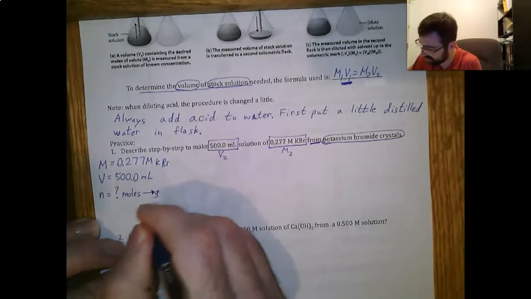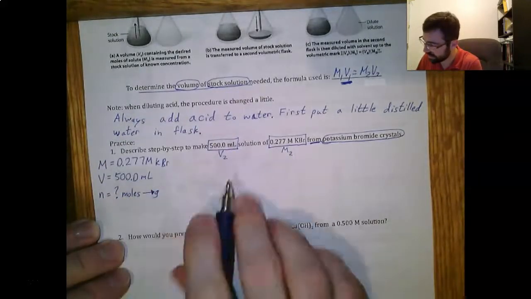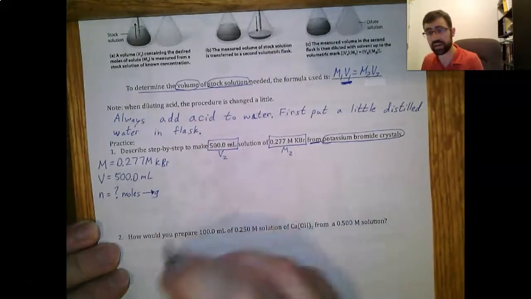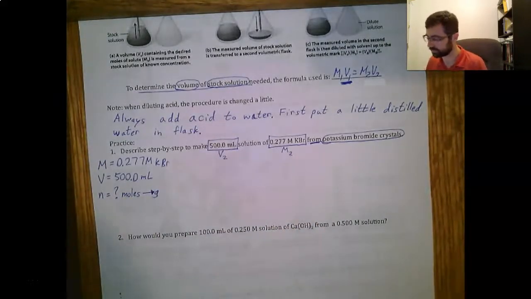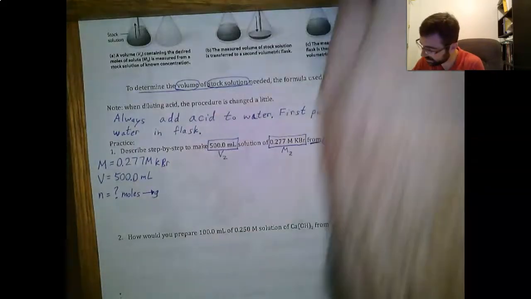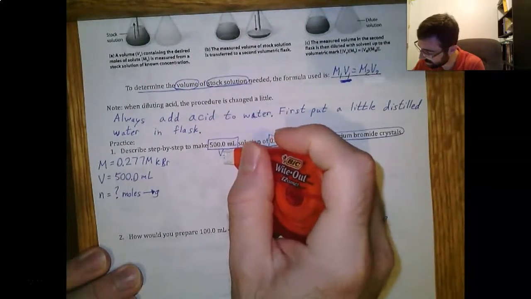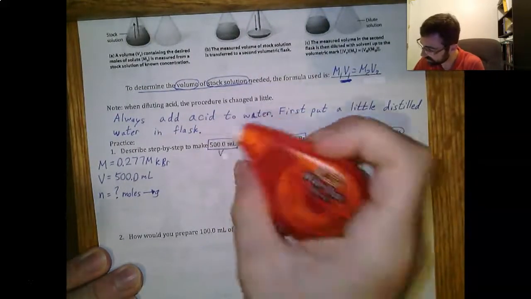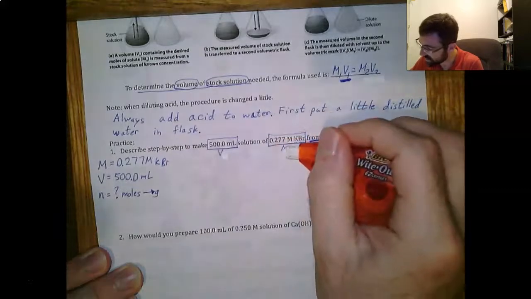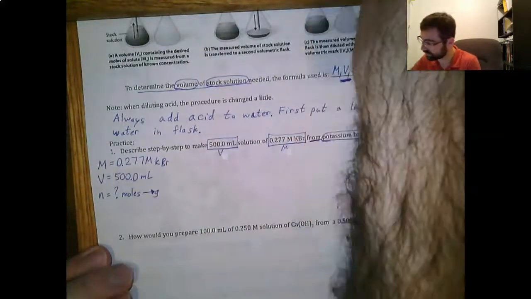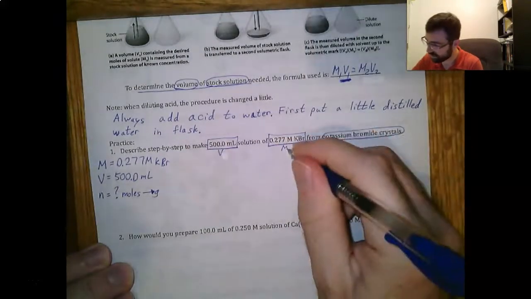So this is my planning stage right here. We're going to solve it, and then we're going to write down what our steps are. So again, I don't really need this V2 anymore, do I? It's just V. And it's not M2, it's just M. All right, let's solve.